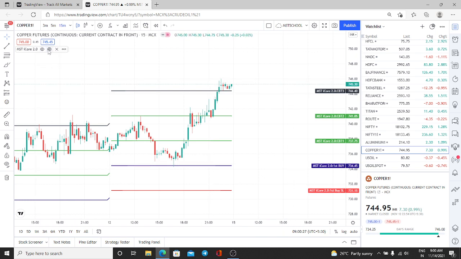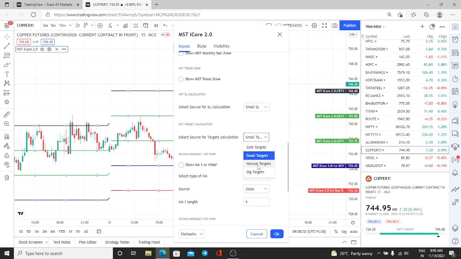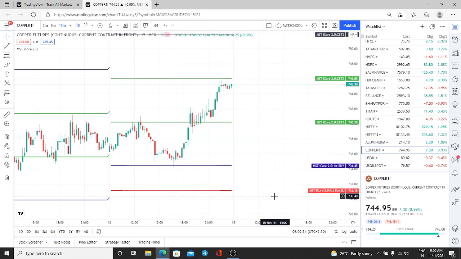So now if you want to see a further level, you can increase the target, from 1 to 2. See here, perfection. Perfectly our second target hit. 746.05, exactly hit. So this is how we have to trade.